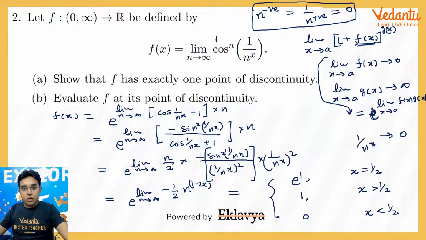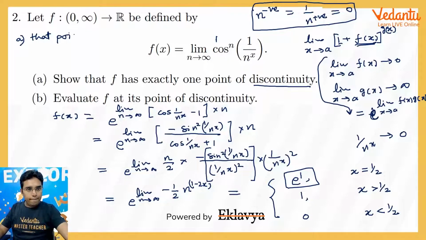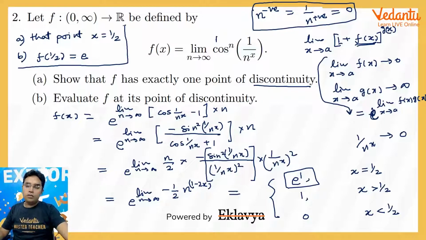So this is how we can see that at x equal to 1 by 2 only, this function is discontinuous. That's the point of discontinuity, and the value of the function at this point is e. So if I have to write the answer: for part a, show that this has exactly 1 point of discontinuity, that point is x equal to half. And in part b, the value of the function at that point, as we have calculated, comes out to be e. So this completes the solution of this question.